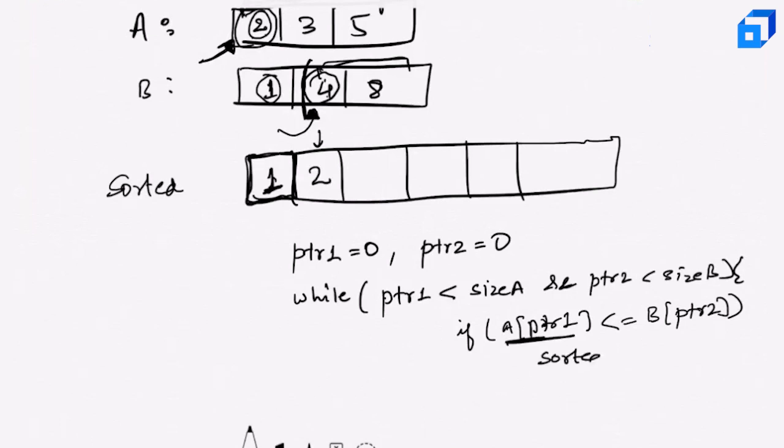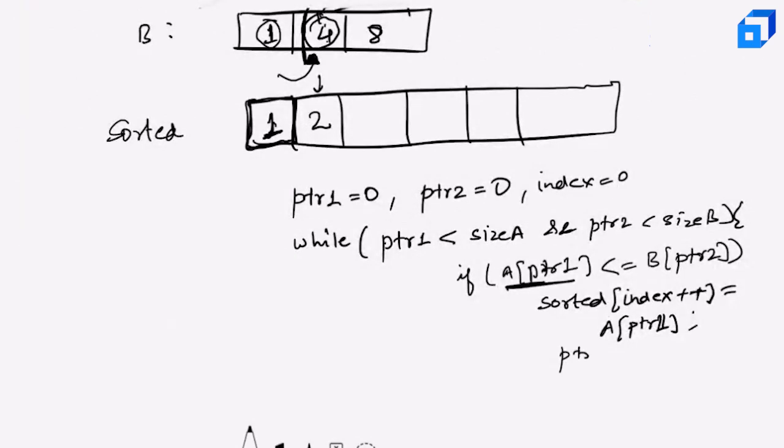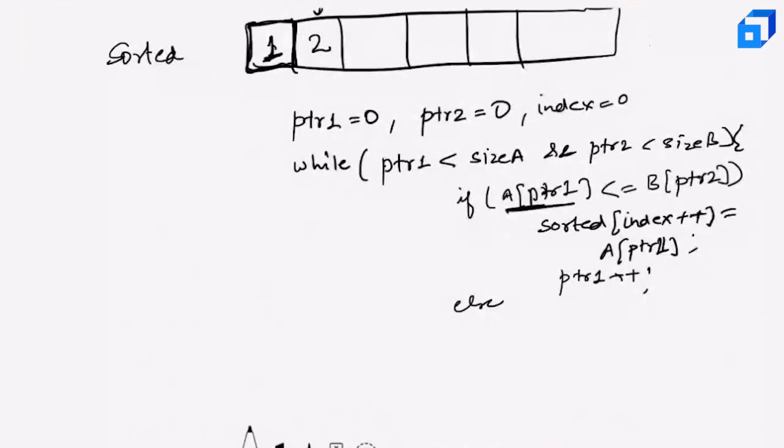So let's say sorted of, let's keep an index, is A of pointer 1. You increment pointer 1 with plus plus, because now pointer 1 has been assigned here. Else, you put the pointer 2 element here. So sorted of index plus plus is equal to B of pointer 2 plus plus.